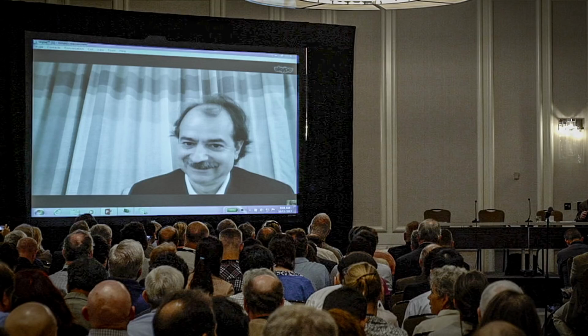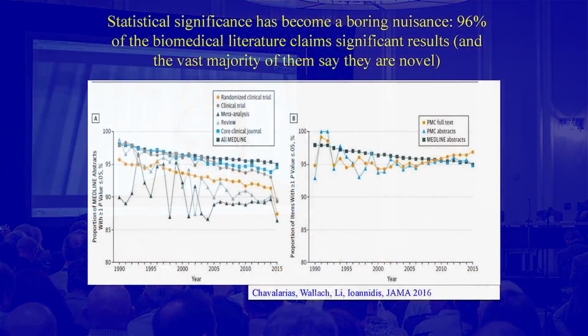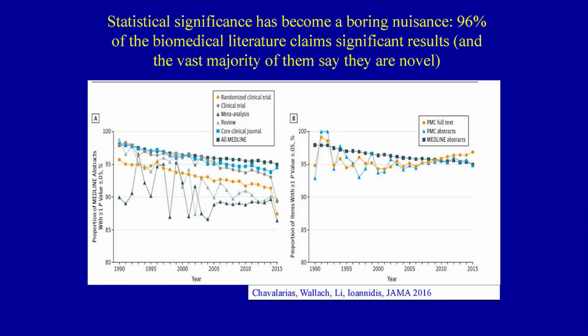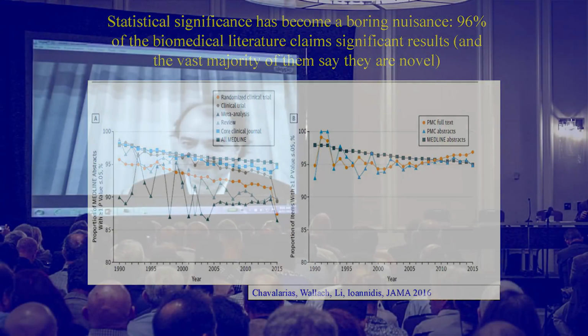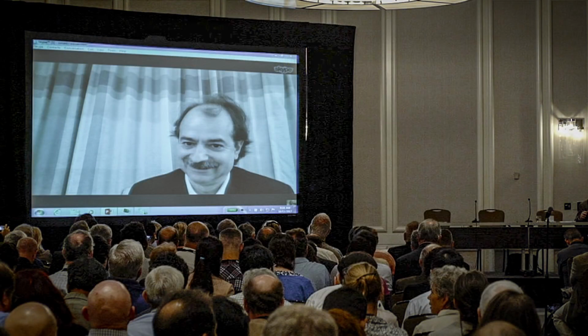Eventually, statistical significance has become a boring nuisance. Across the biomedical database of 15, 16 million papers, those that have p-values either in their abstracts or in their full text, 96% of them claim statistically significant results. The vast majority of them say also that they're novel, that they're wonderful discoveries. Is that believable? It's clearly not believable. 96% of the literature claiming statistically significant results.